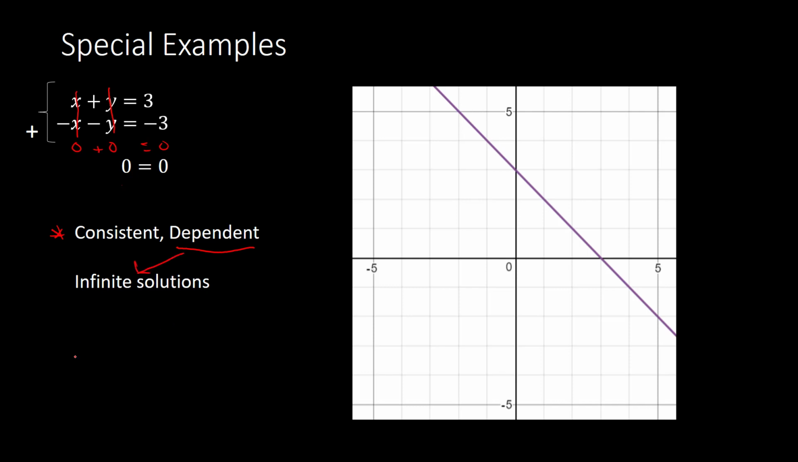And then there's another term. All the other ones we've been dealing with, where there is a solution, we say that they're also consistent. And then if it's one solution, we say that they are independent. So independent means one solution, and dependent means infinite solutions.